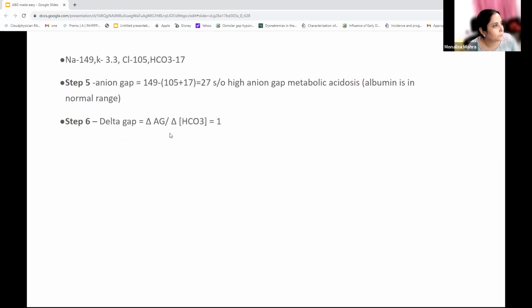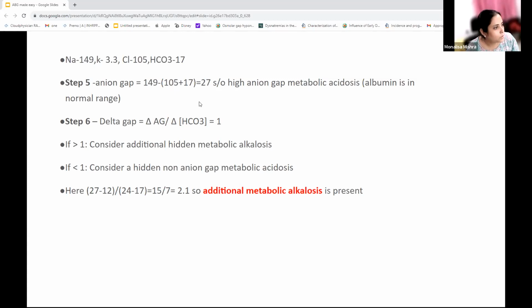So if you see the whole thing, that is the sodium, potassium, the chloride, the bicarb, then you calculate the anion gap also. If you calculate the anion gap, the sodium minus chloride plus bicarb, that is 27. So it will be high anion gap metabolic acidosis. Okay. And then the last step will be calculating the delta gap. That is delta anion gap, that is 27 minus 12, divided by the delta bicarb.